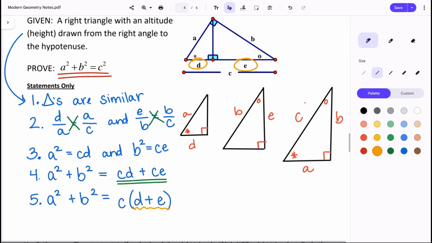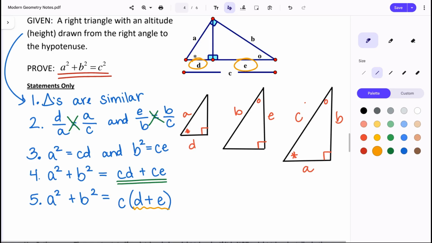If I put d and e together, isn't that the same length as whatever c is? You guys seeing what I'm saying there? If you knew that c was 10, and you know that d is 3 and e is 7, don't 3 and 7 also make 10?